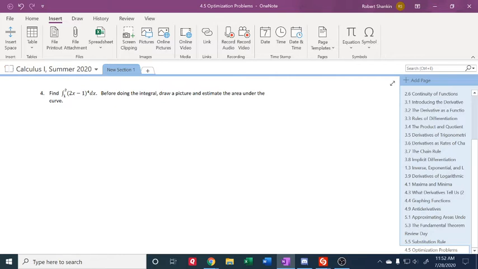Does anybody need more time on this one? We'll look at it. Now it may be that you can do this integral, but you're not sure what this picture thing is about. Let's do the picture first. We need the function 2x minus 1 between 1 and 2.